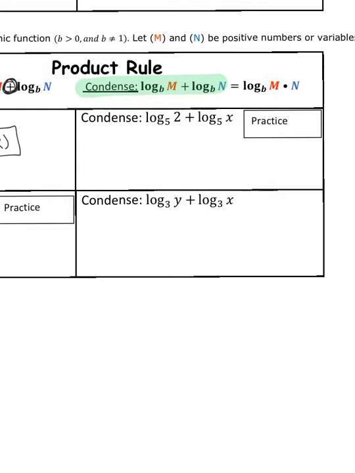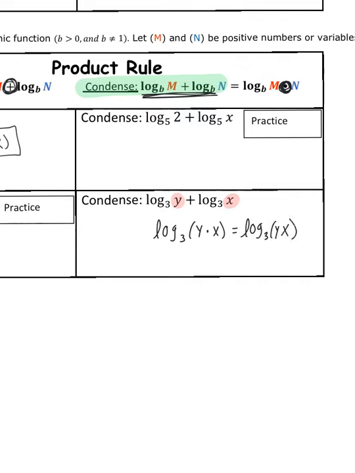So the two things that are being added here are the y and the x. So the way that you're going to condense that, you're not going to add them together in parentheses. That's not what the rule says. The rule says if you have 2 logs being added, that you're going to multiply them together. So this is going to become log base 3 of y times x. And I really don't need the multiplication symbol in between. I can just write them side by side.